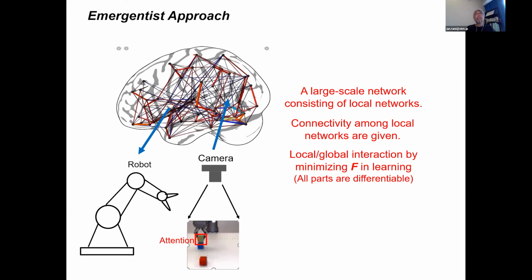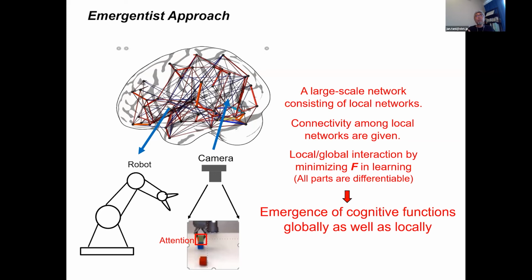Then through the learning, with the local-global interaction minimizing free energy, and since our model is all differentiable, backprop signals go through. Then we look at the emergence of a counting function globally as well as locally. What kind of function comes out in order to achieve the goal? That is, in order to minimize free energy.